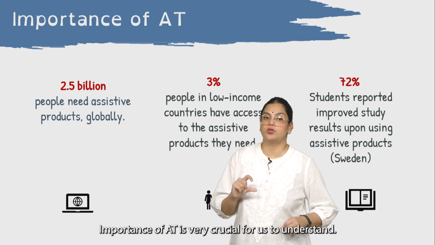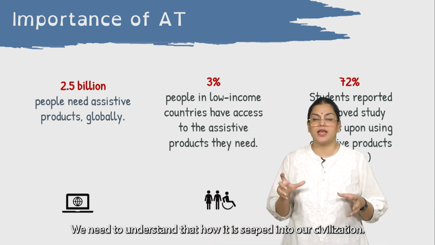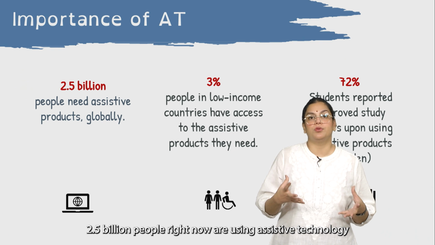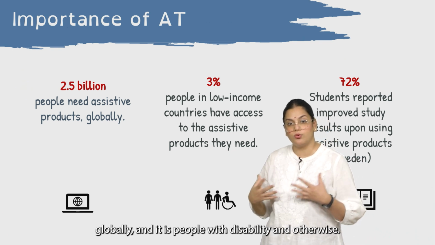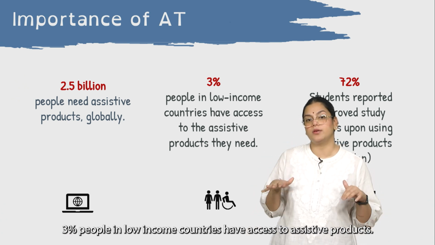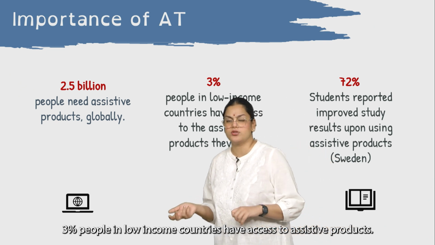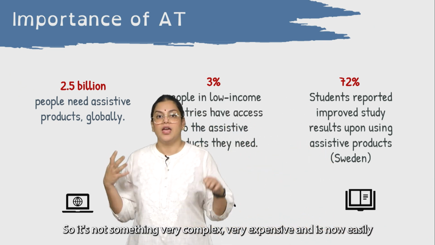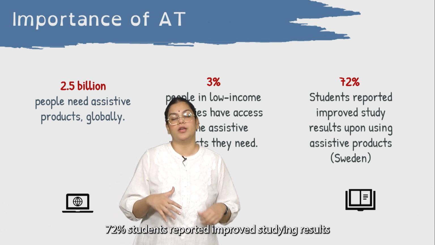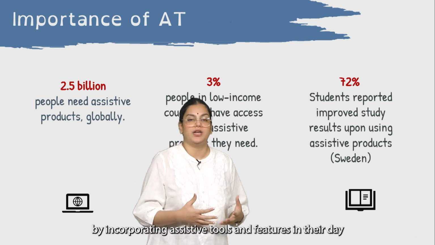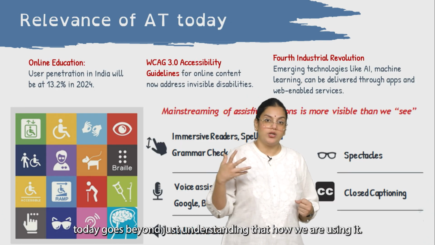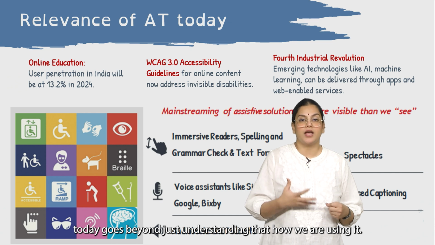The importance of AT is very crucial for us to understand. We need to understand how it is seeped into our civilization. 2.5 billion people right now are using assistive technology globally, and it is people with disability and otherwise. 3% people in low income countries have access to assistive products. So it's not something very complex, very expensive, and is now easily available. 72% students reported improved studying results by incorporating assistive tools and features in their day-to-day lives. The relevance of AT today goes beyond just understanding how we are using it.